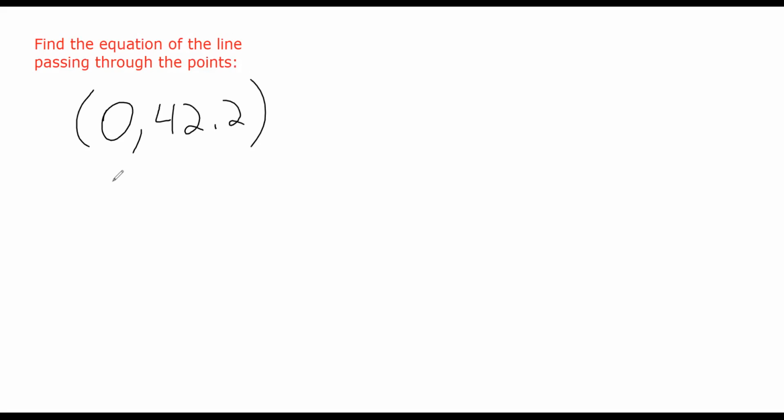We want to find the equation of the line passing through the points 0, 42.2, zero comma 42.2, and then our other point is going to be 4 comma 39.6. So that's how we'll start this one off.